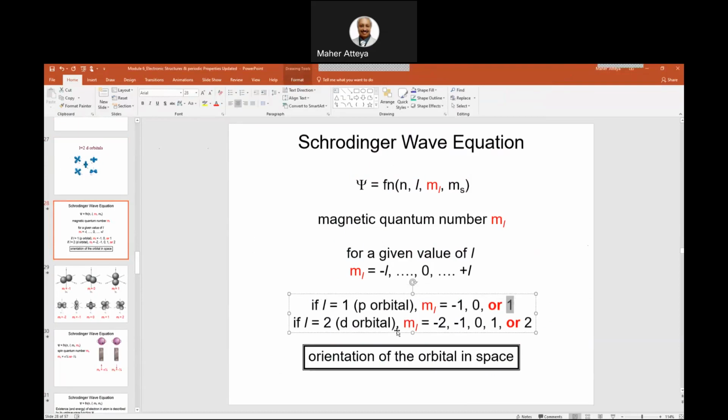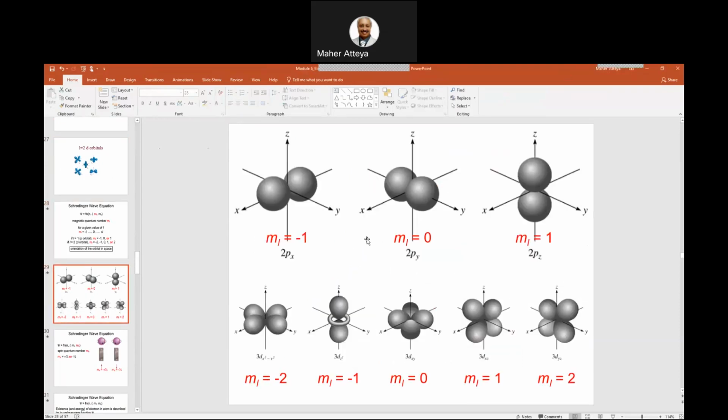L equal 2, then you have d. d has 5: 1, 2, 3, 4, and 5. Correct? This is just to show you the p orbital at the second level, n equal 2. So you see how the whole thing is. This is a dumbbell, not a complex one.